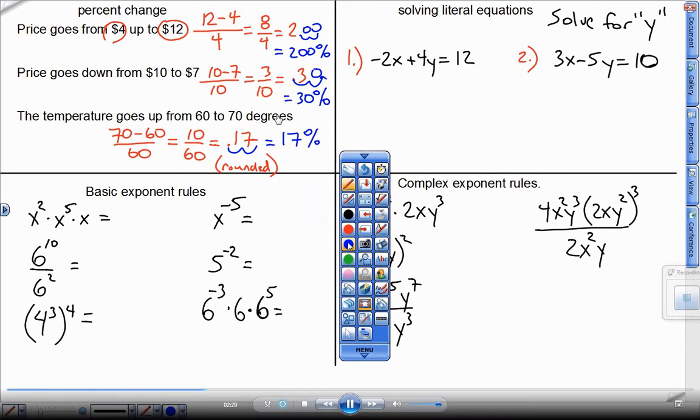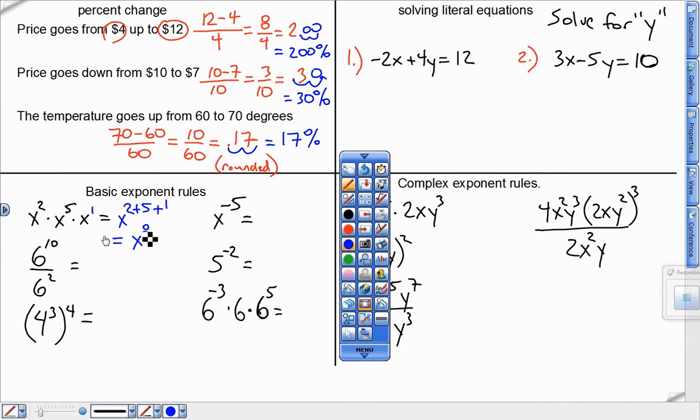So know how to round, know how to find percent change, know how to change from a decimal to a percent. All right, exponent rules. For multiplying, I add the exponents. That little x by itself, that's not a 0, that is a 1 right there. So that gives me x to the 8th power.